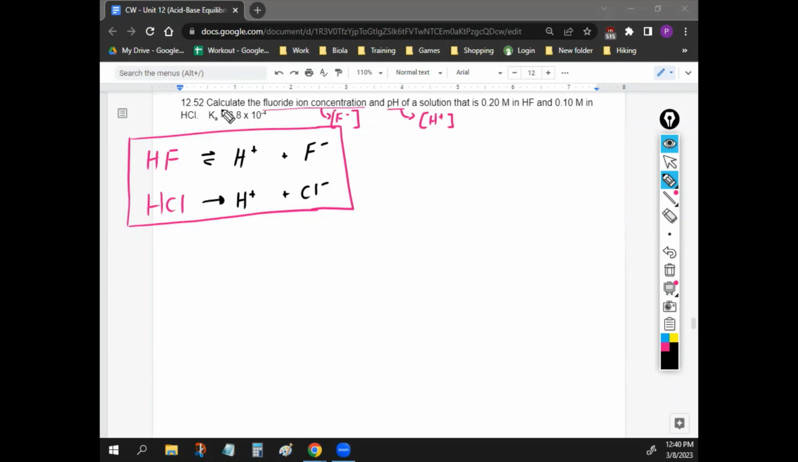Okay, so Ka is going to be talking about which acid? Yeah, HF. This is going to be talking about HF because HCl has complete dissociation. It doesn't have equilibrium, so it doesn't have a K value. It just completely dissociates. All right, so the equation that we're going to be primarily looking at is HF going into equilibrium with H plus and F minus. Okay. So we're going to make an ICE table.